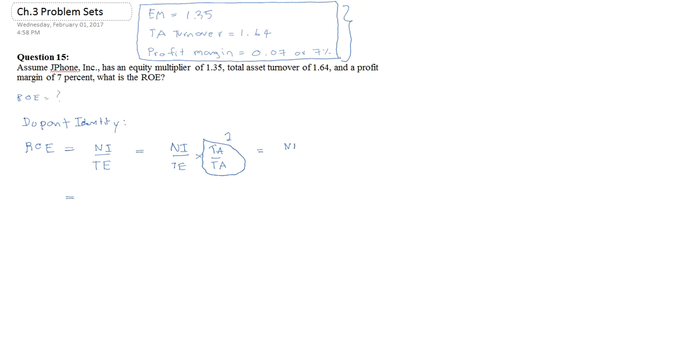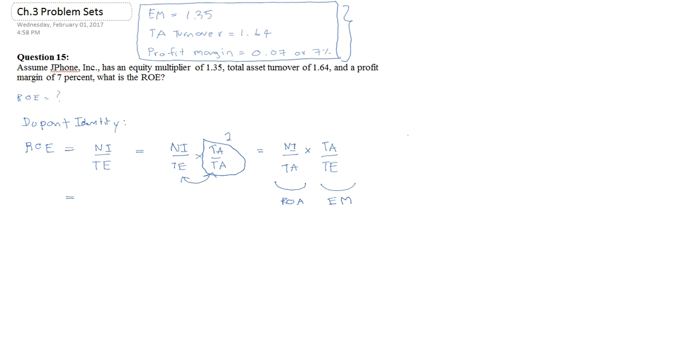If you play around by swapping this to this, you get net income divided by total asset multiplied with total asset divided by total equity. And this part, if you recall, is called ROA. And this part is called the equity multiplier.